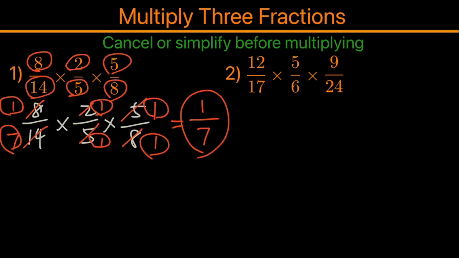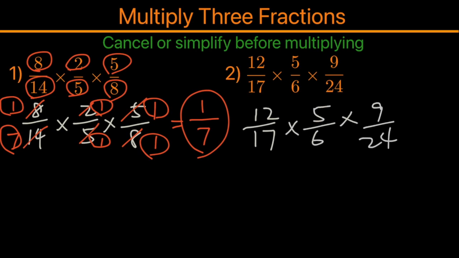Now for the second example, we have 12 over 17 times 5 over 6 times 9 over 24. So we'll do the same thing. We'll look at all the numbers and see if we can cancel or simplify first. From here, you can see 12 and 24 are both divisible by 12. So 12 becomes 1 and 24 becomes 2.